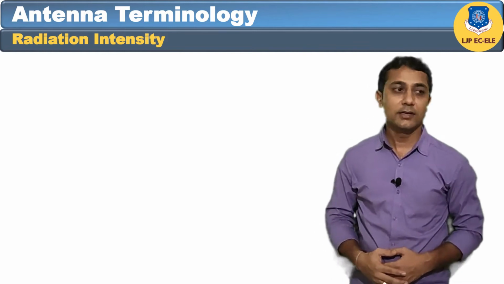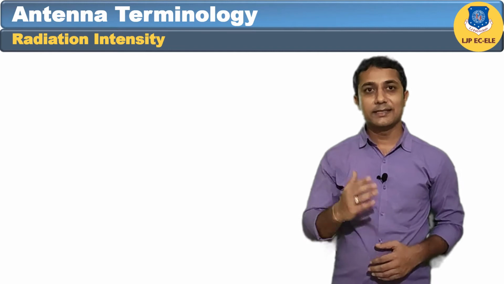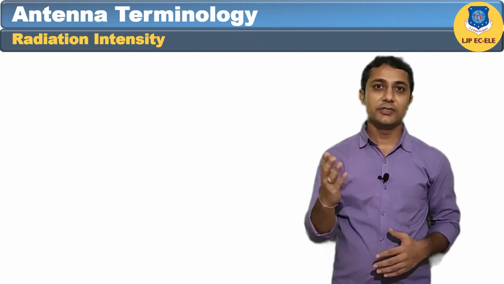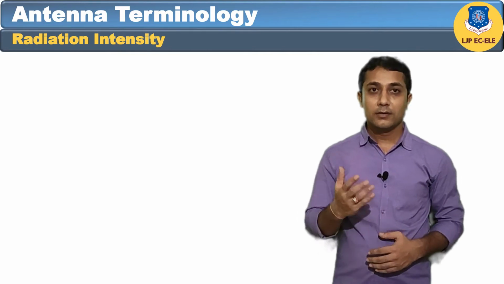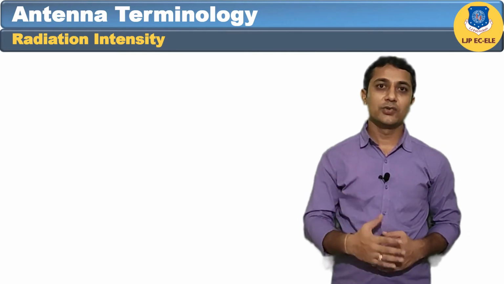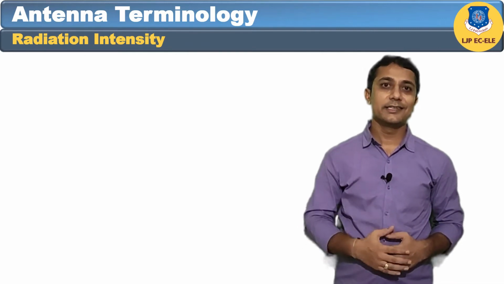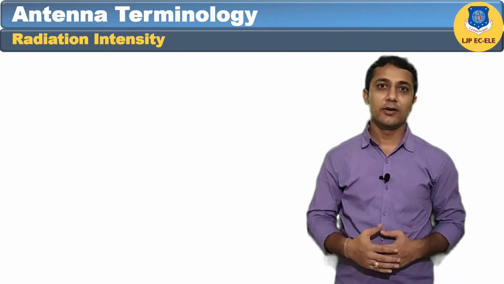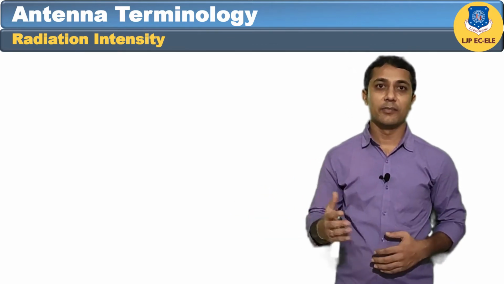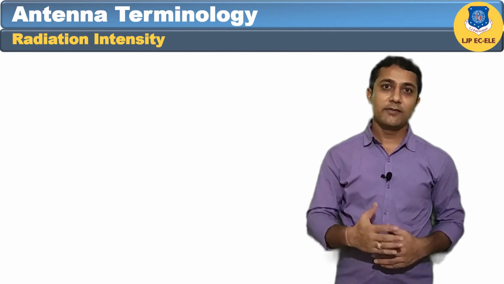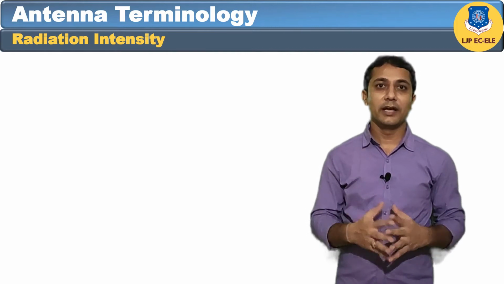First, the radiation intensity. The term intensity means a quantity which is used to measure brightness or the field. Suppose we have a light source in on condition, then the light intensity is more near the light source and it becomes less at a far distance from it. In the same way, we can also measure the electric and magnetic field of the antenna.